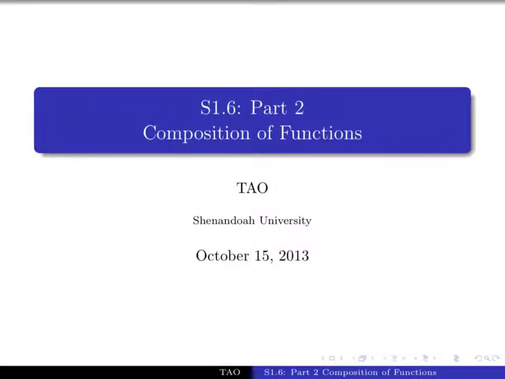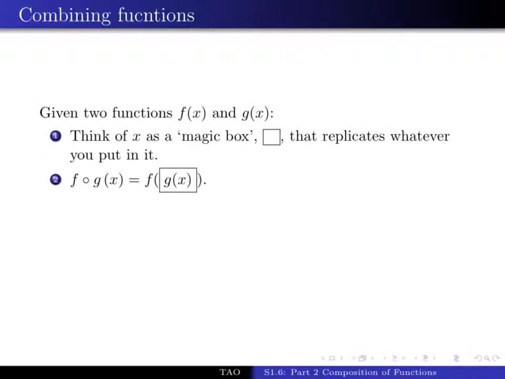Right, this is going to be the second half of our overview of section 1.6, where we discuss composition of functions, where we take the outputs of one function and put them into another one. So the way to do it is, if we're given two functions, f of x and g of x, we can think of x as some magic box that essentially replicates anything we put into it. So f composed with g means that we take our g and stick it into our f, and anywhere where there was an x that we had in f, we now stick the entirety of g.